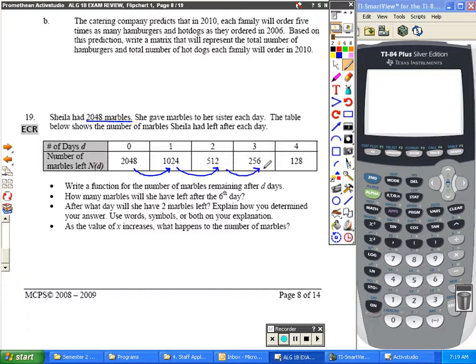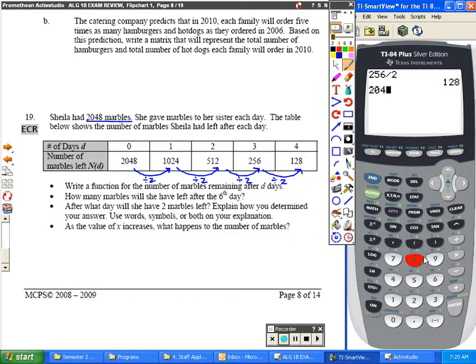Oh, hold on. Is this dividing by 2? Let me check. 256 divided by 2. Yes. Okay, so this is a dividing by 2 pattern. Dividing by 2. Dividing by 2. Dividing by 2. But let me just check a couple of the other numbers and make sure. 2,048 divided by 2. Good. Dividing by 2. Good. Okay, perfect.